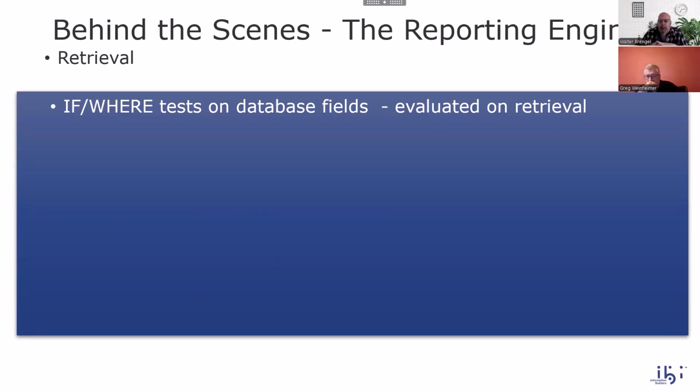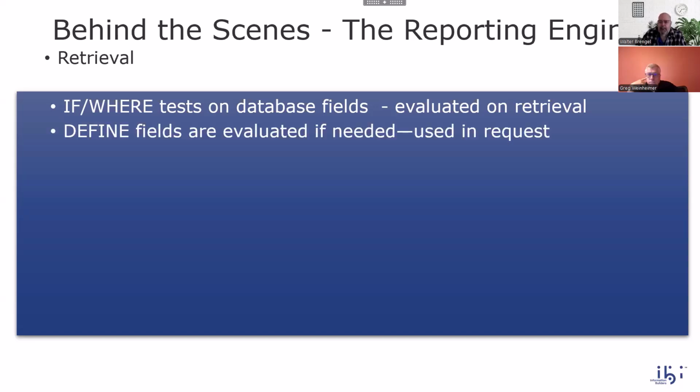First thing we're going to do is perform an if-where test on the database fields. These are what we call the real fields. And it happens row by row, record by record. If it passes, then we go on to the next step. Defined fields are evaluated if needed.